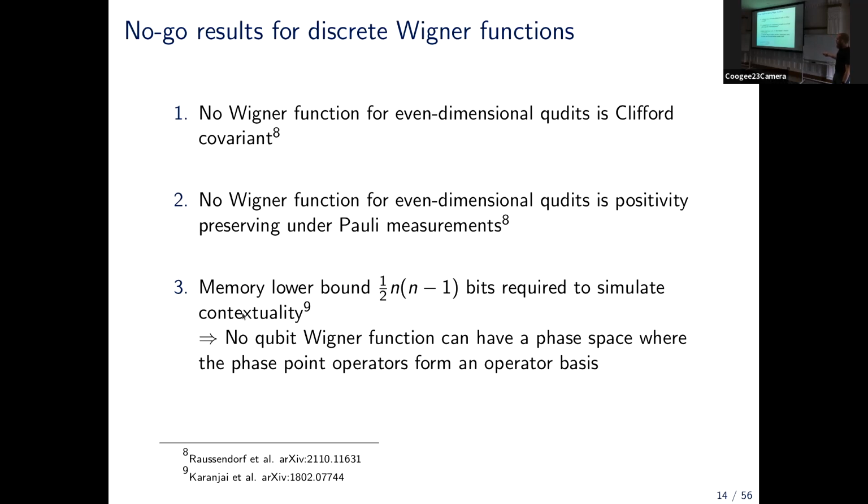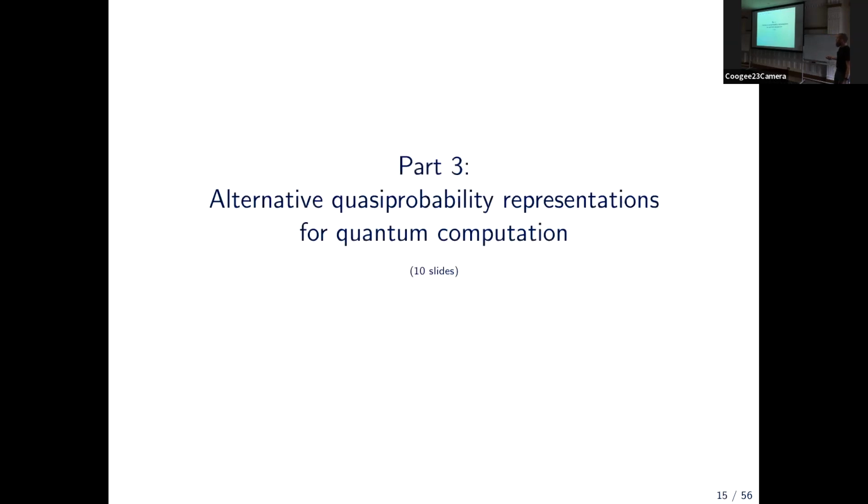There's also this no-go result, which says, in order to simulate the kind of contextuality that comes up in quantum computation with even dimensional qudits, you need something like n squared bits, and for the normal discrete Wigner function, the size of the phase space is 4 to the n, so a linear number of bits. So in order to come up with some generalized phase space that might be useful for a classical simulation algorithm, you need a bigger phase space, and a normal Wigner function won't work. So this tells us how we need to modify the standard definition of the Wigner function in order to get a useful classical simulation algorithm. And that's what I'm going to talk about now.